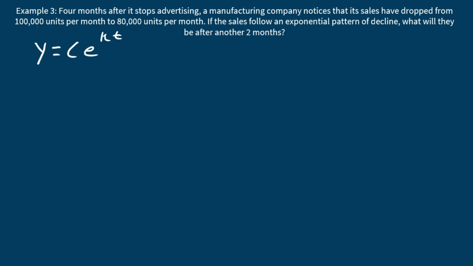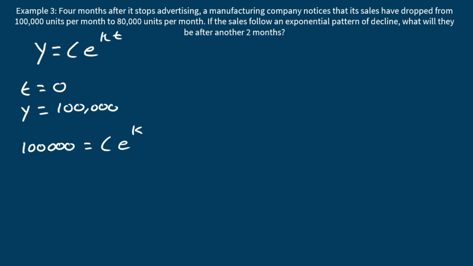Let's go ahead and write down some initial conditions so we can solve for c. So we know at the beginning of time here, t is equal to 0, and y is going to be equal to 100,000 units, because that's what we were given initially. Let's go ahead and plug these in. So we'll have 100,000 is equal to c e raised to the k times 0, since initially time is 0. This value here is just going to become 1, so we have that c is equal to 100,000.